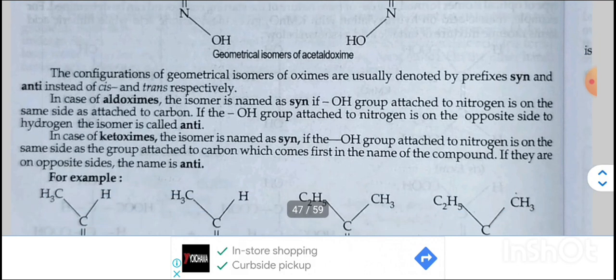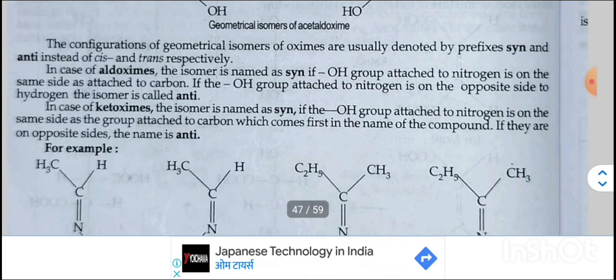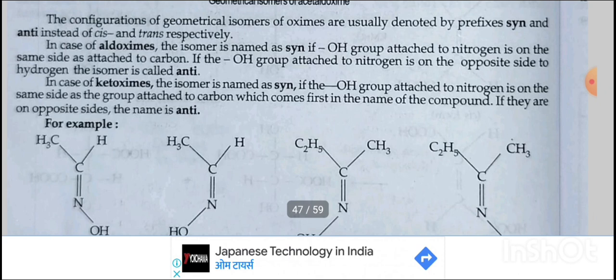acetaldoxime. The configurations of geometrical isomers of oximes are usually denoted by the prefixes syn and anti instead of cis and trans respectively. In the case of aldoximes, the isomer is named syn if the OH group attached to nitrogen is on the same side as the hydrogen attached to carbon. If the OH group attached to nitrogen is on the opposite side to hydrogen, the isomer is called anti.